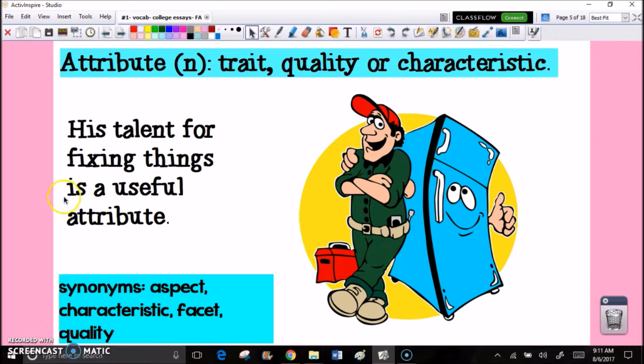His talent for fixing things is a useful attribute. It's a useful quality, a useful trait, a useful characteristic. So some synonyms for attribute are the word aspect. It's an aspect of your personality. It's a part of your personality. Characteristic, a facet. A facet is a small part of something. Or again, quality.